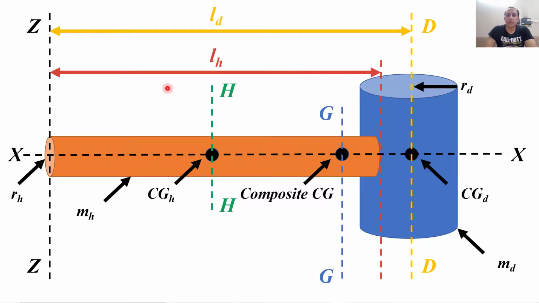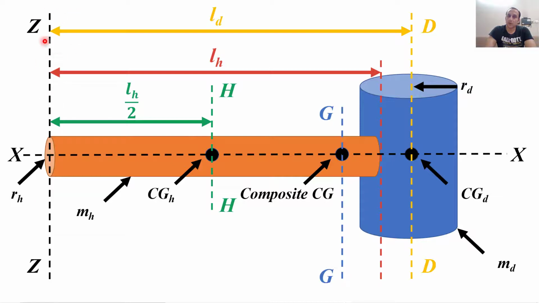Okay, then we have LH, small LH, the length of the wooden handle. We can measure this length quite easily because it is physically available, and we know these two axes at the two edges of the wooden handle. Okay, the third dimension is LH by 2, which is basically the distance of the center of gravity of the handle from the axis of interest.